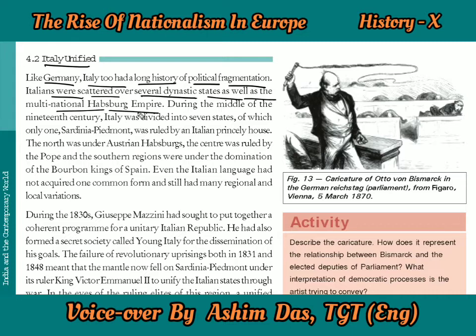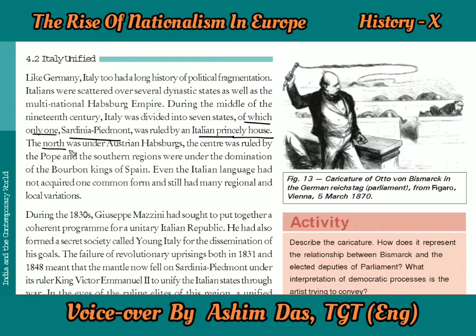During the middle of the 19th century, Italy was mainly divided into 7 states, of which only one, Sardinia-Piedmont, was ruled by an Italian princely house. So here we come to know that only one such kingdom was there, that is Sardinia-Piedmont. It was ruled by an Italian princely house or prince, and they were mainly of Italian origin, and all the other 6 states were mainly ruled by people who were not Italian.